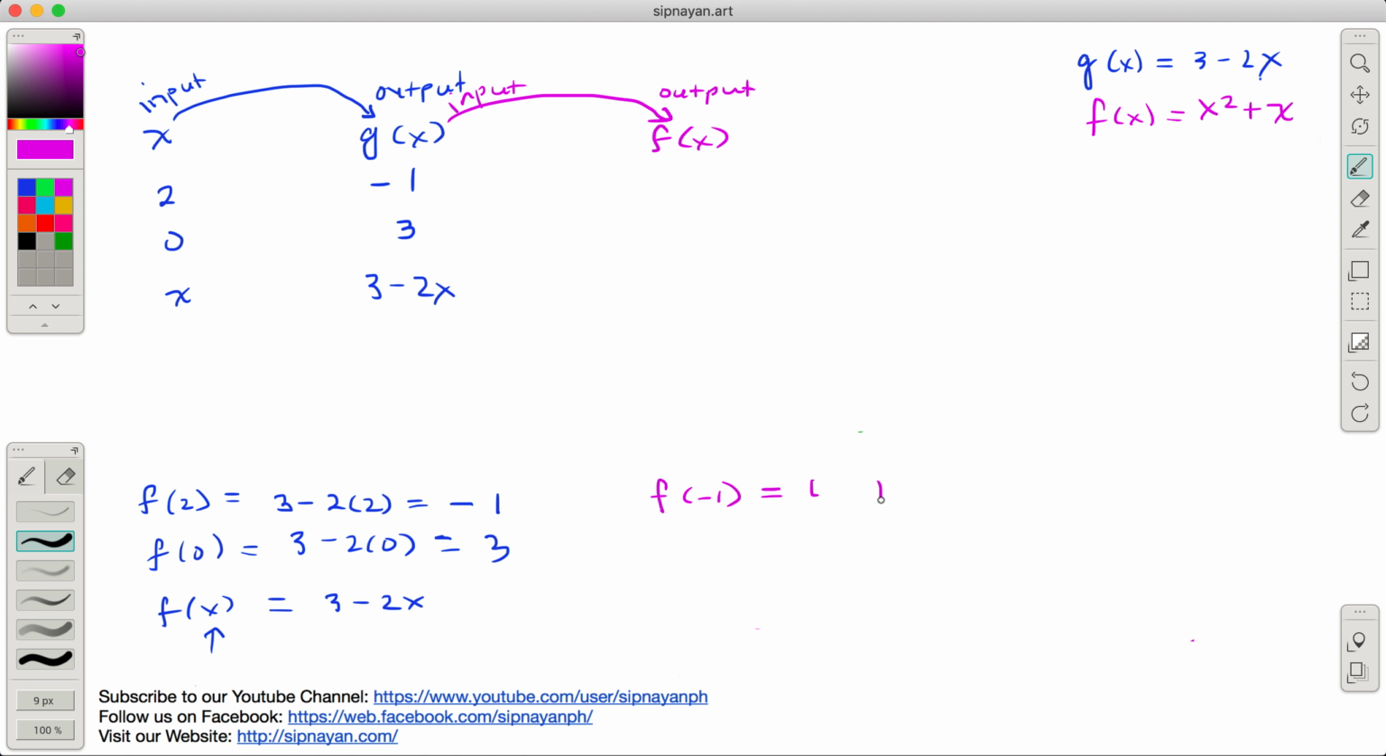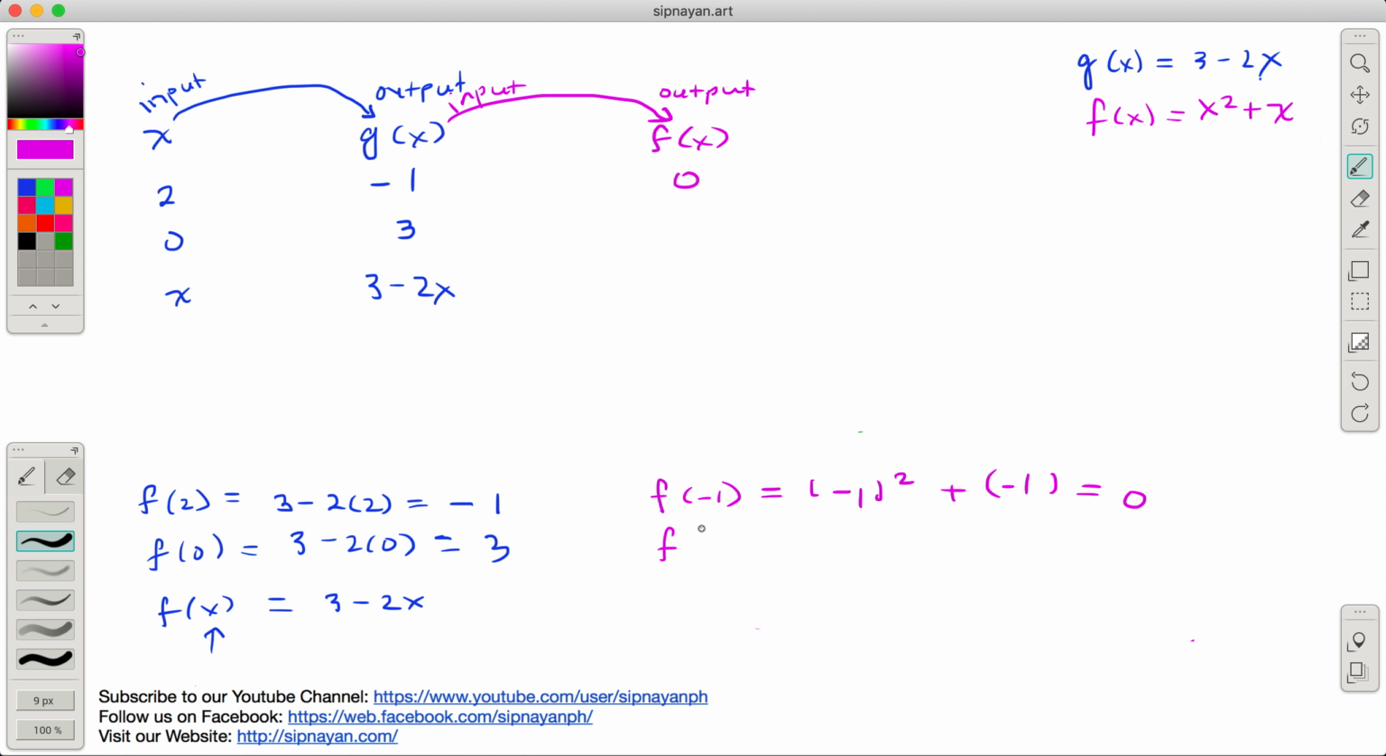So, that's squared, di ba? Plus, yan. So, negative 1 squared, ito yung x ko, negative 1 squared. Tapos, yung x ko ay negative 1. What is negative 1 squared plus negative 1? So, magiging 1 to, plus negative 1, magiging 0. So, if my input is negative 1, my output is 0.